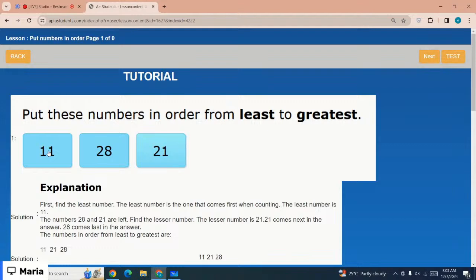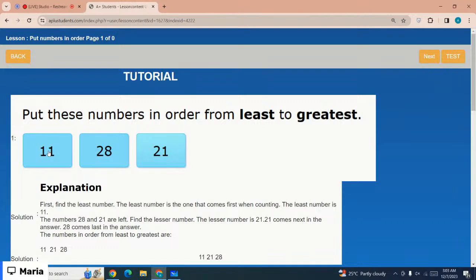So just look at the first example. Here we're going to arrange the numbers. The question is put these numbers in order from least to greatest. Least means the very first number is the smallest one. You have to arrange the numbers starting from the smallest one, and the last one is the greatest one out of the given numbers.